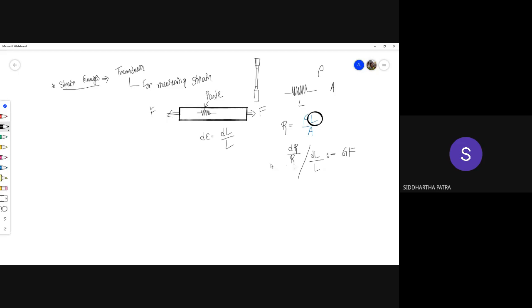And if you know this expression right here, and there is a means for you to measure the change in resistance as the bar elongates, and so does the resistance that has been pasted on the bar, simply by dividing with this gauge factor you can get the strain. So once again, a strain gauge is a transducer. The purpose of this one is to measure strain.